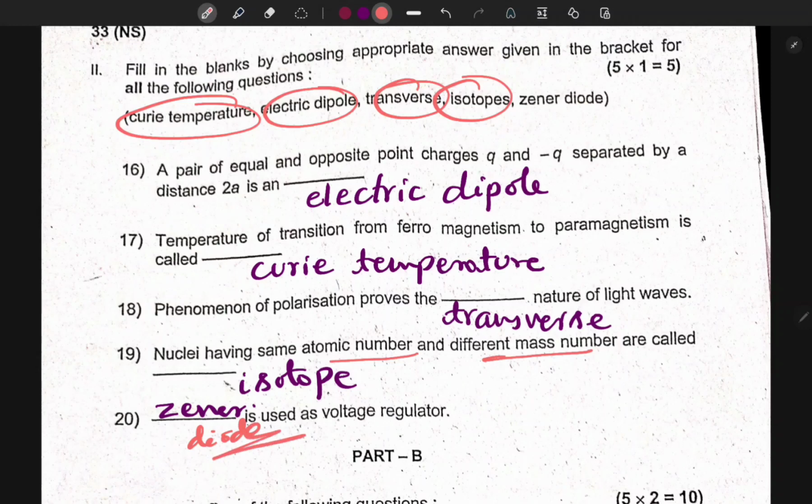So these are the one mark questions given in the board examination 2023, PU2 2023 physics board examination.